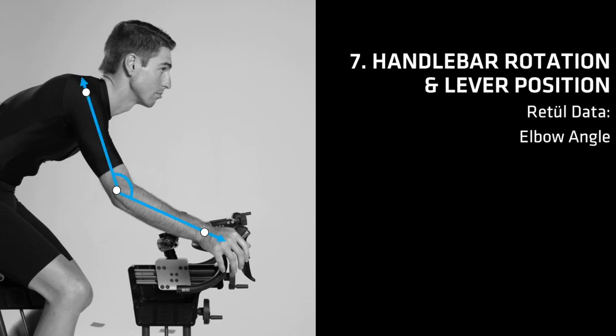Adjustments to bar rotation and lever position can be reflected in the elbow angle data. If a rider does not have a neutral wrist, they will often lock out their arms too. As the fitter makes adjustments to the bar and shifters, the goal will be to keep the elbows relaxed, usually less than 160 degrees. Values greater than 160 degrees are usually an indication that the elbow is too straight.